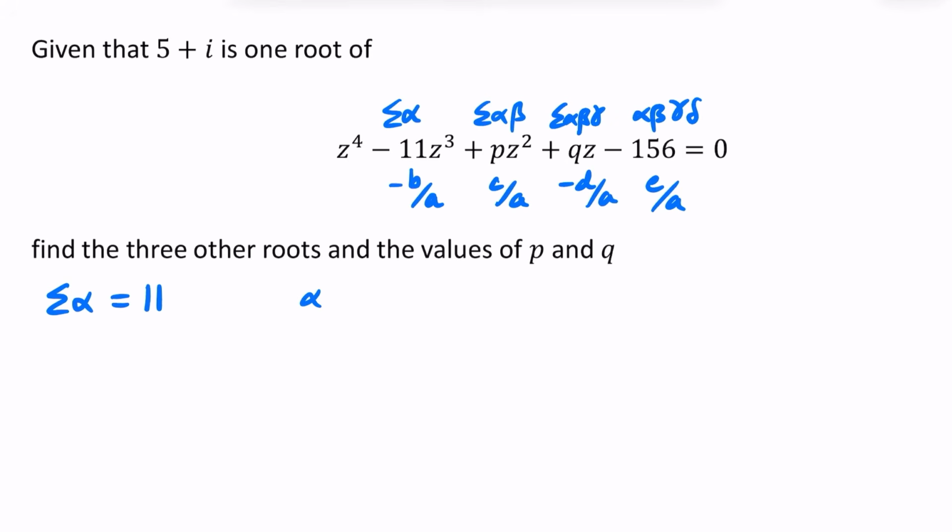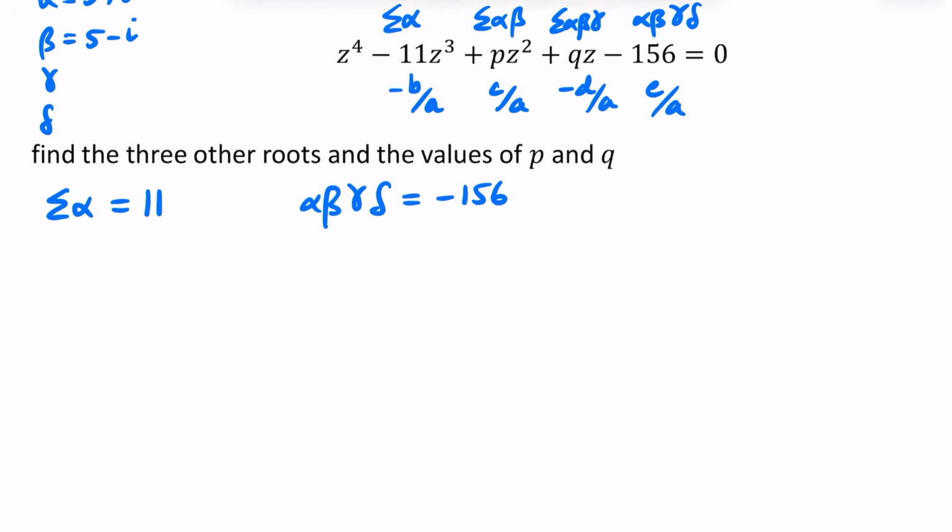So I also know that alpha, beta, gamma, delta, when you multiply all of those together, you get e over a, which is going to be minus 156. A in this case is just 1, so it's minus 156 over 1. So we've said that one of the roots is 5 plus i. That must mean that another root is going to be 5 minus i. And then our other ones are going to be gamma and delta.